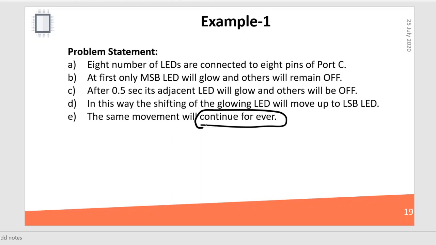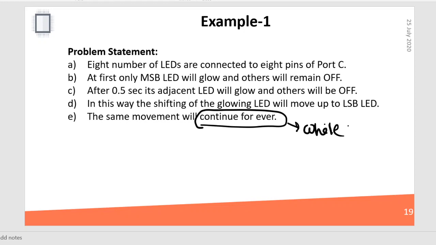So if you want a code to continue forever, you can write a loop. If you have seen the video of C programming, there were many kinds of loops: a for loop, while loop, do while loop. So you can use any of these 3 loops to write a code that will continue forever. We will be using a while loop here.